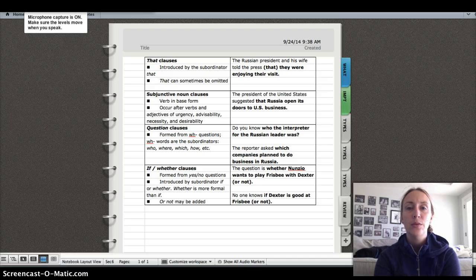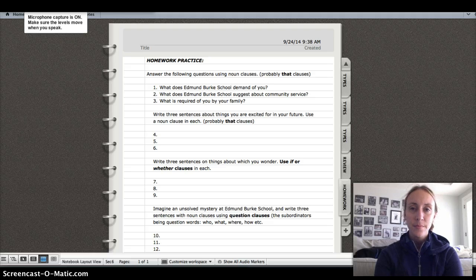So here's a review of the different kinds. We didn't talk about the subjunctive noun clause kind, but I threw that in there. So when you download the notes, you can look at this longer, but I'll scroll past to explain your homework. So this page instructs you on writing 12 different sentences with noun clauses.